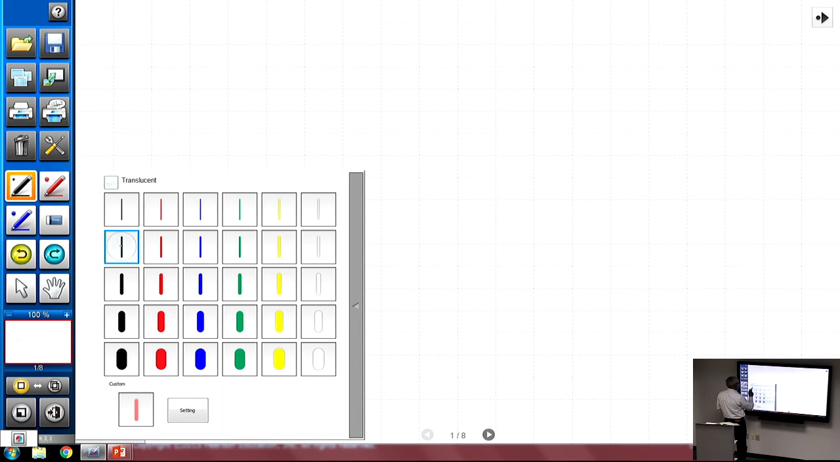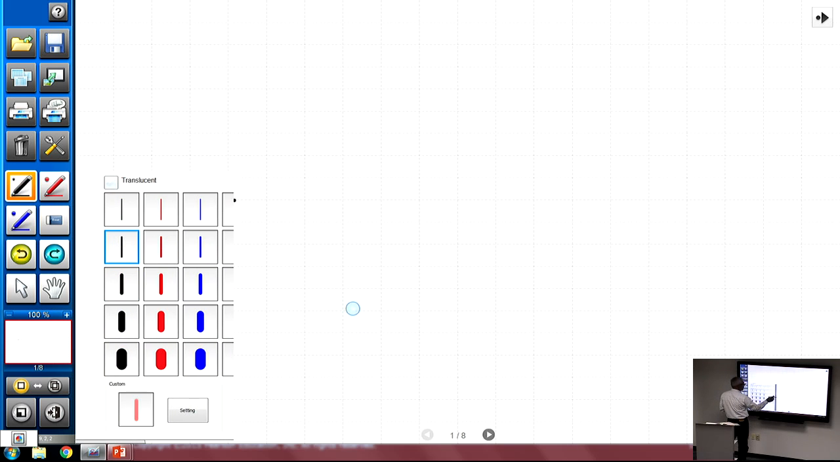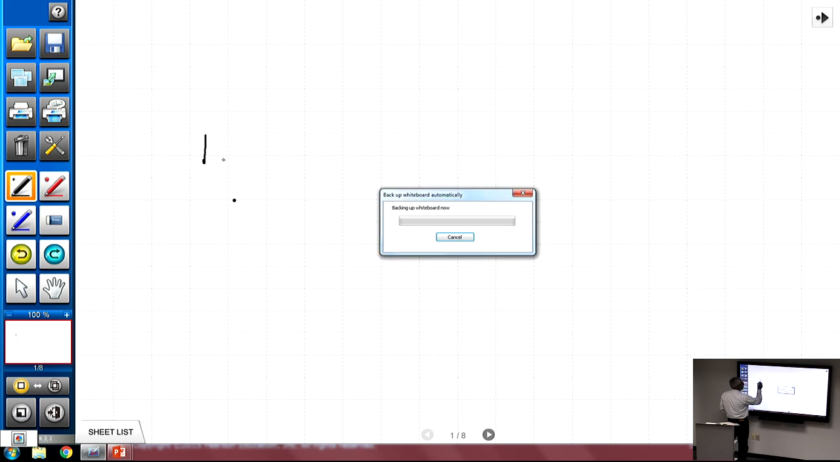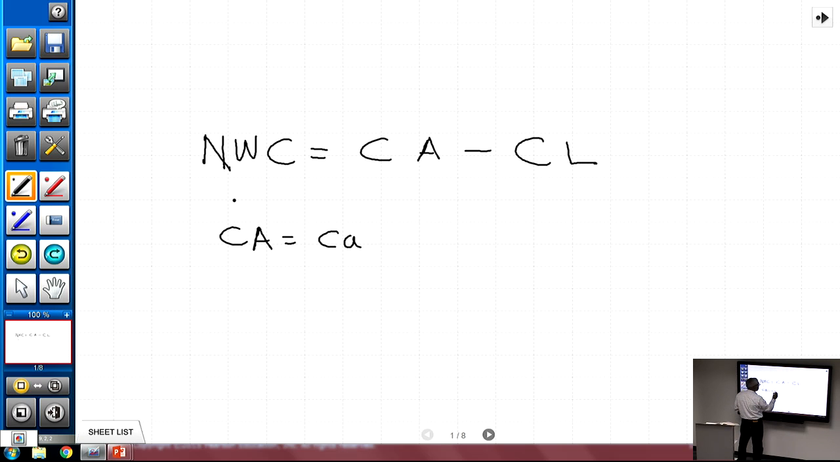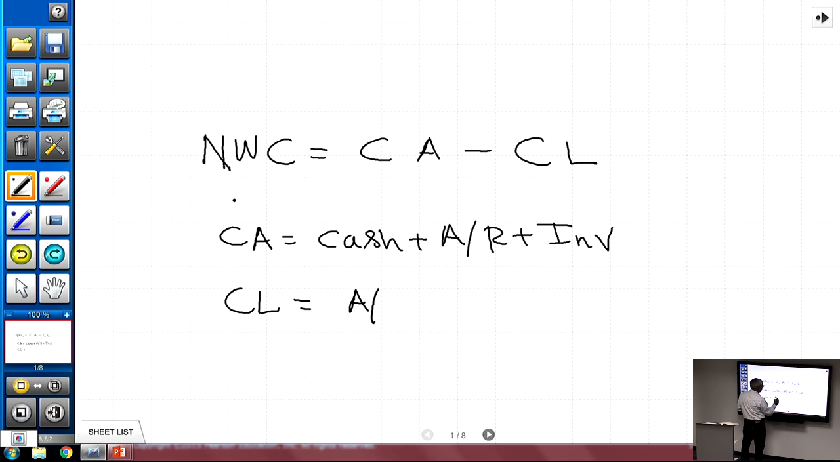is, or what we call net working capital. Net working capital is current assets minus current liabilities. Current assets is generally cash plus accounts receivable plus inventory. And current liabilities is accounts payable and sometimes maybe notes payable.